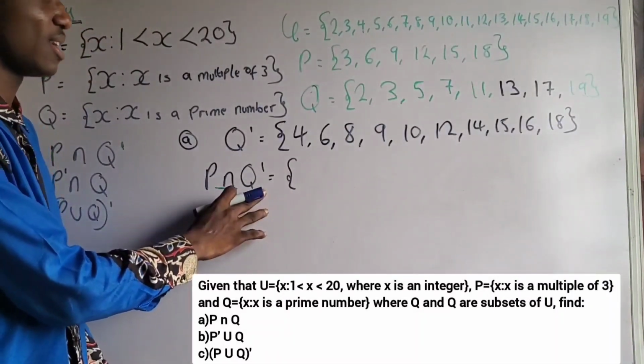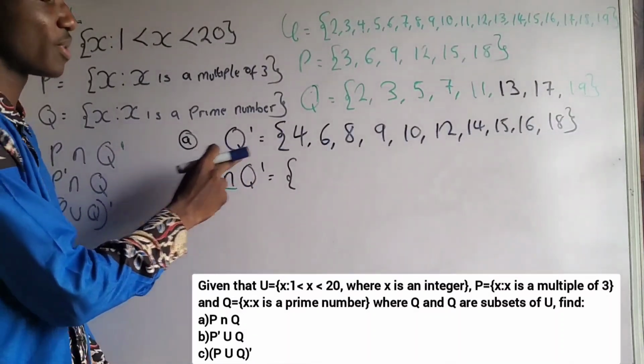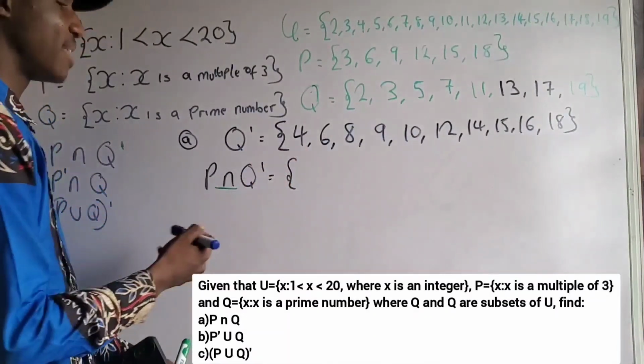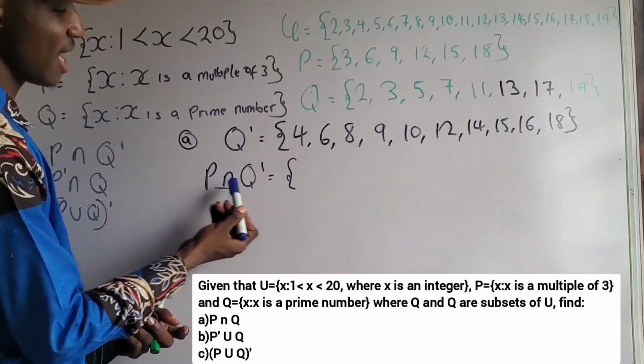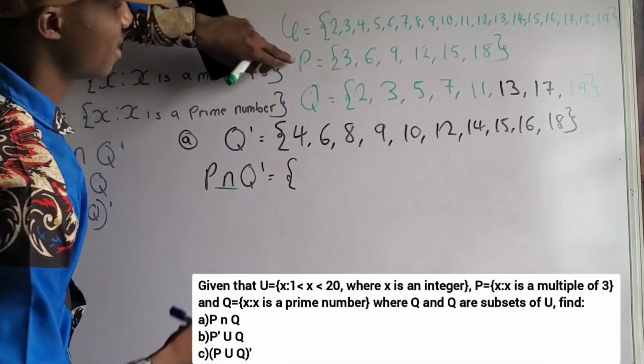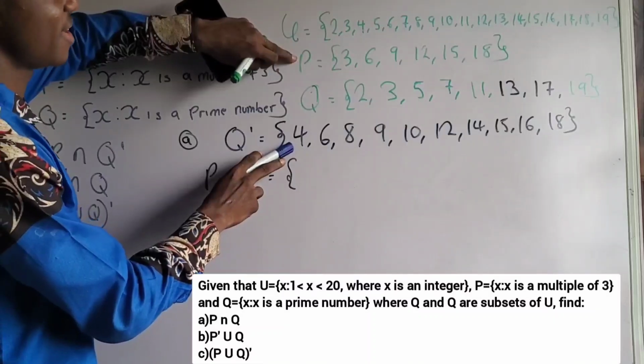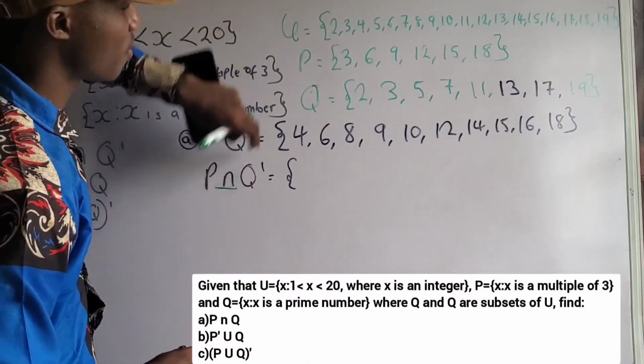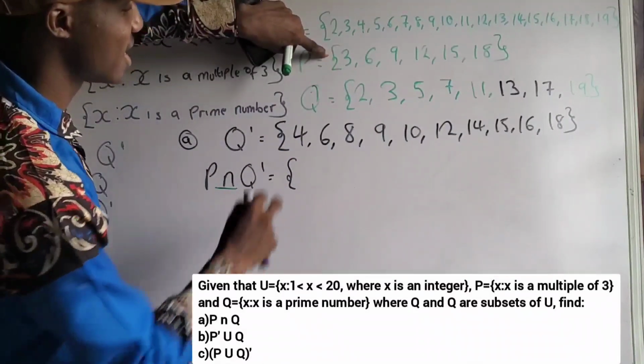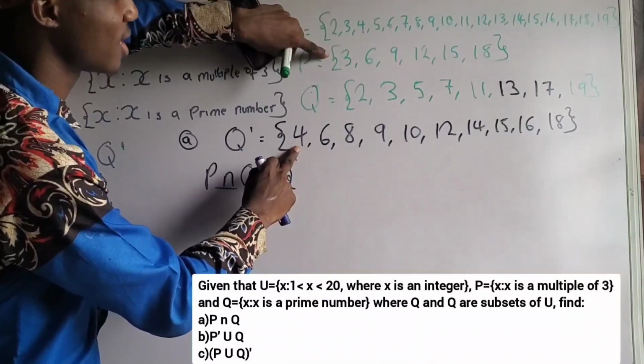So what are the elements that are common to both set P and set Q prime? Do you understand? The elements that are in set Q prime are these. So I need the element that is common to set P and set Q prime. Look at this. P is here and we have Q prime here. P intersection Q prime will be elements that are common to this set and this set. Do you understand? Okay, let us start.